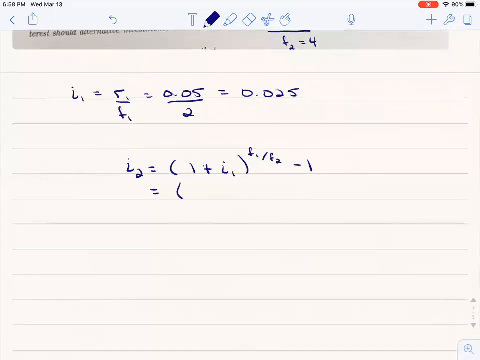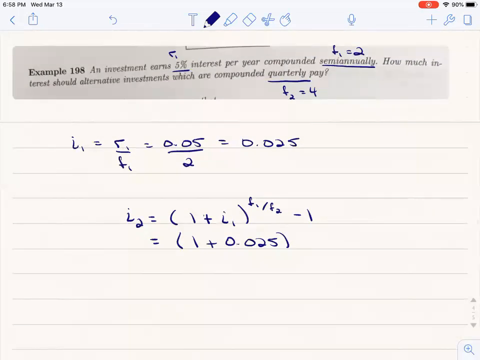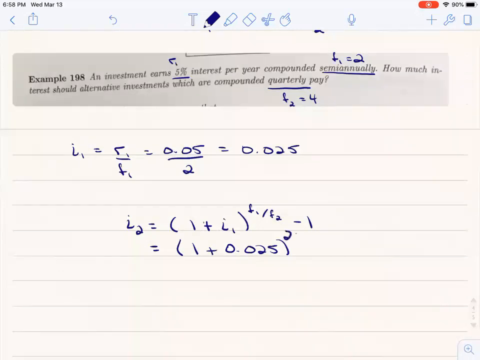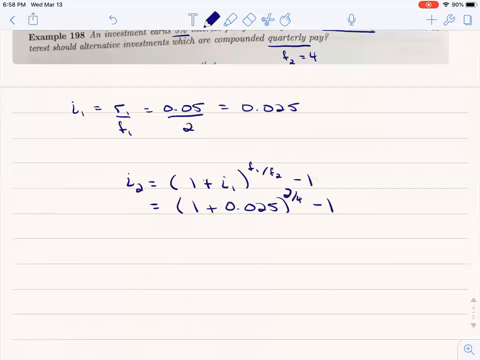So what we're going to have is 1 plus 0.025 to the power of F1. So we were compounding semi-annually, so F1 is 2, divided by F2, because we're moving to compounding quarterly, so F2 is 4. And then minus 1. So do inside your brackets, then do your power, and then minus 1.